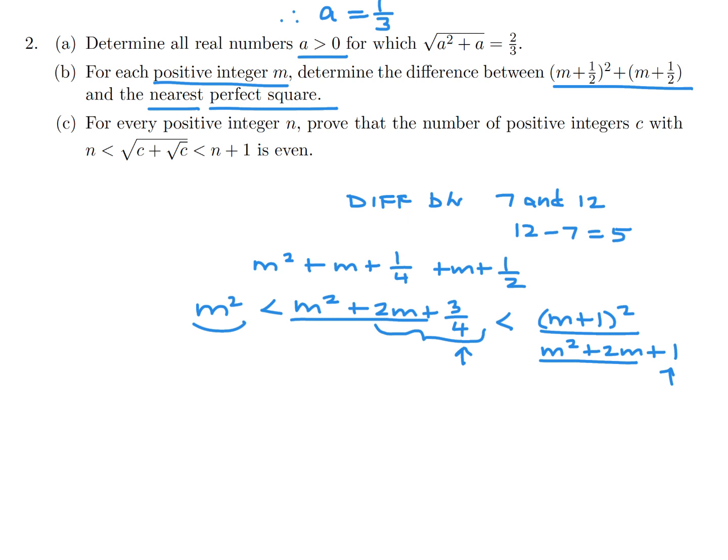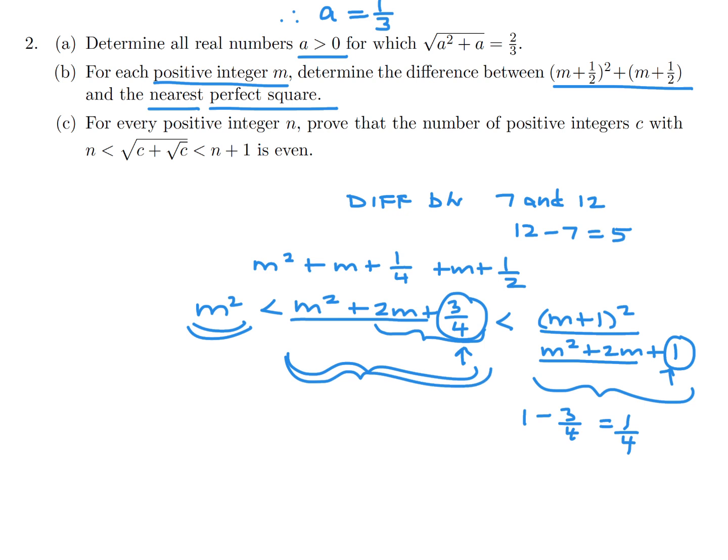Well, the difference between this whole thing and this whole thing is the difference between that and that, so that's 1/4, right? 1 minus 3/4 is 1/4. And the difference between this and m squared is 2m plus 3/4. Since m is a positive integer, the smallest it could be is 1, so that'd be 2 3/4, a lot more. So I guess it's closest to this guy.